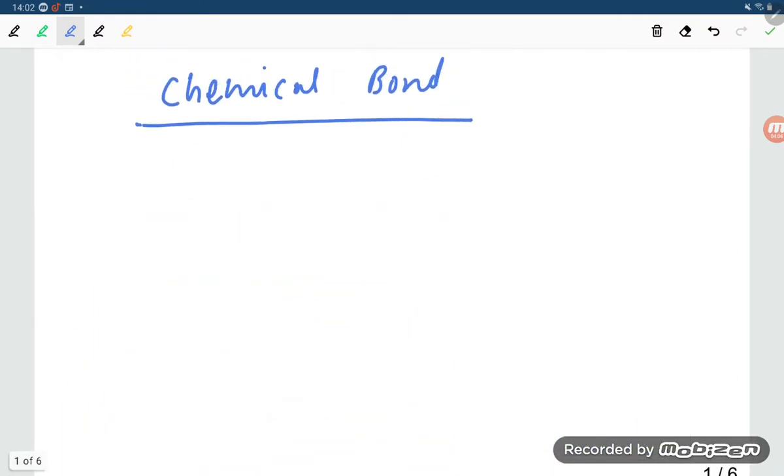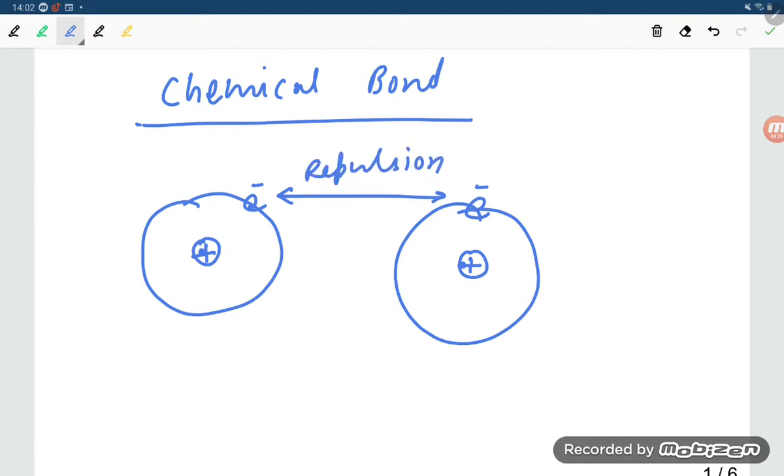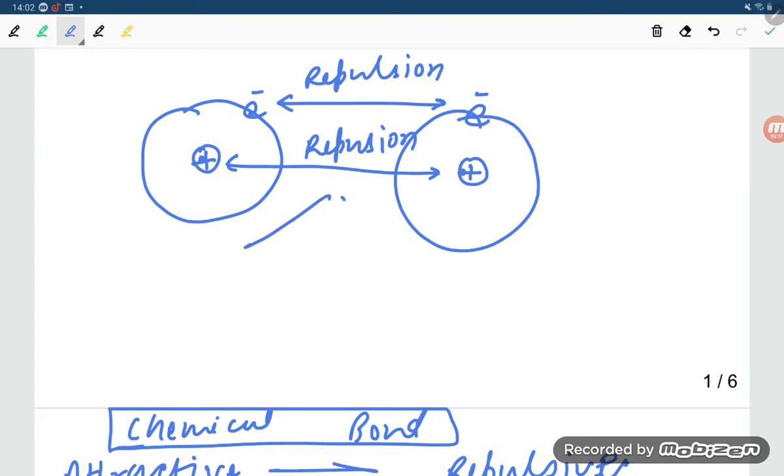If you try to understand this, suppose we are having the atoms here, and this is the nucleus, which we know has positive charge, and this is also positive charge, and here are the electrons. So between the electrons, what will happen? Repulsion. And the nuclei, both positive charge, also have repulsion. But what will result after combination, when it is forming the compound?